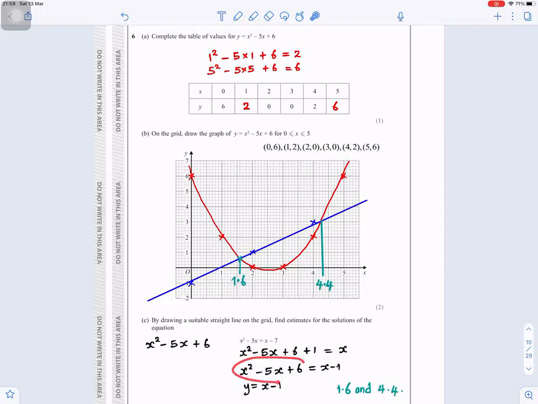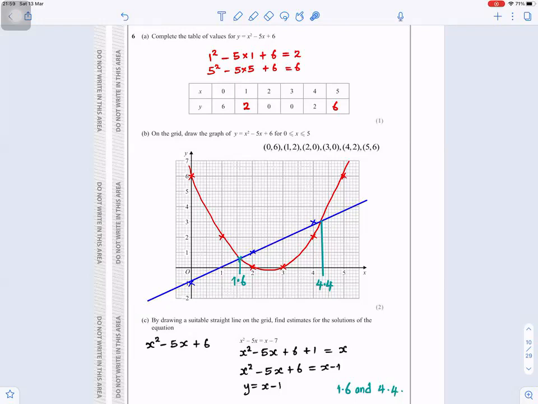So the left side, x squared minus 5x plus 6, is this red curve. x minus 1 is this blue line. And how do you plot a line? You would work out some values on a table. You can put x is 0, x is 1. So if x is 1, 1 minus 1 is 0, so y is 0. If x is 2, 2 minus 1 is 1. So x is 2, y is 1. So you plot them and then you draw the line.